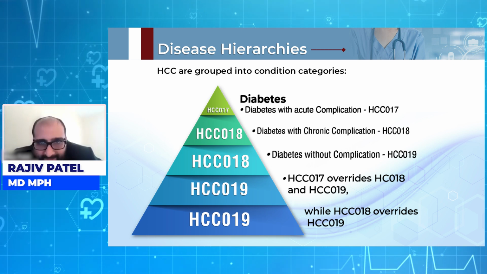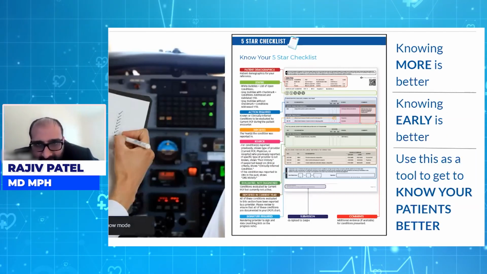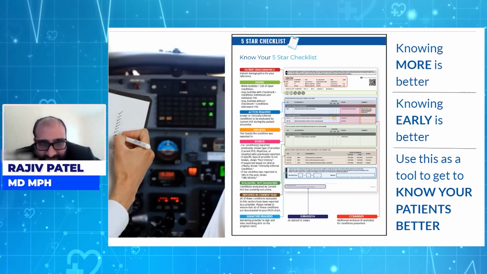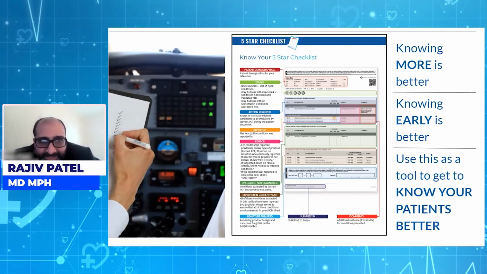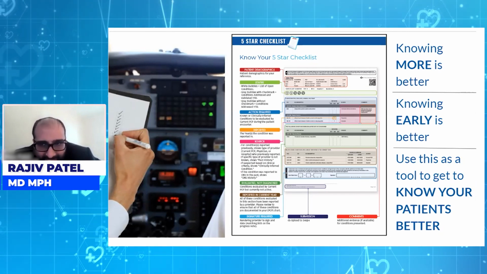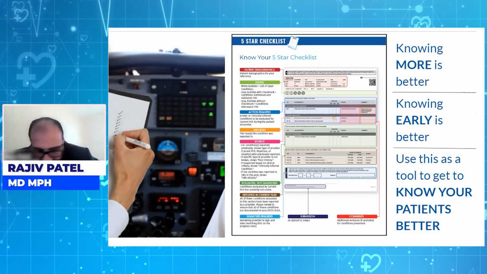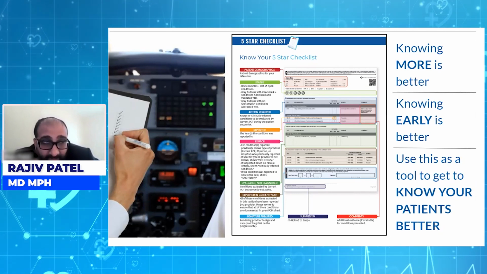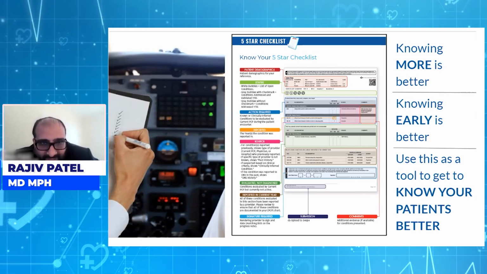So we do have a checklist here. This is just an artist rendition, but we would have our own version of this that we would be able to share with you. It shows you all of the different diseases that a patient has. As we know, pilots, when they're about to take off, have a checklist. Surgeons, before they open and after they close, have checklists. So why do primary care providers, physicians, not have a checklist?